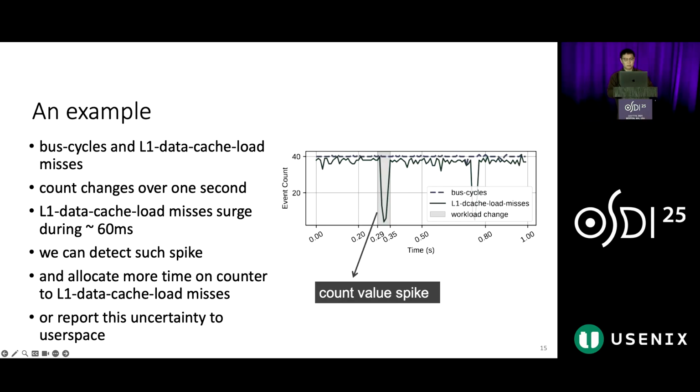So the opportunity is, if we can detect these spikes online, then we can allocate more time to the cache misses, so we can reduce the errors of cache misses. And afterwards, we can also report these errors to user space to tell the user that this cache misses measurement is not very confident.